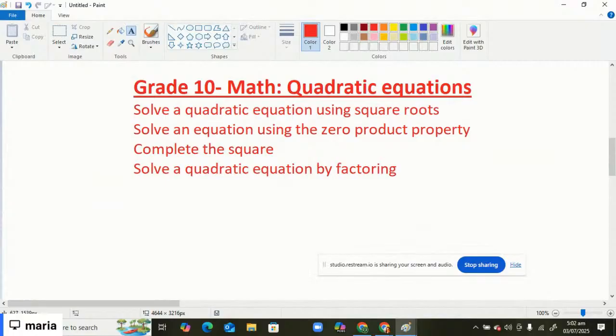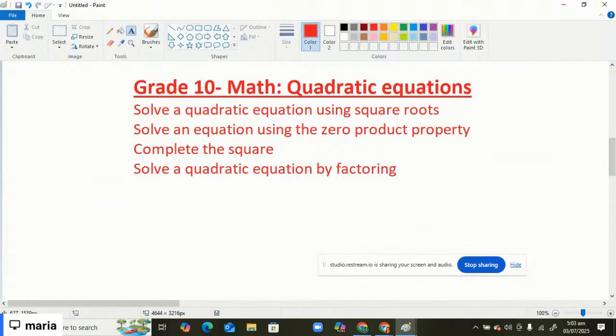So today we are here for grade 10 maths. The chapter we discuss today is quadratic equations. Here is the list of the lessons. The first lesson we start today is solve a quadratic equation using square roots. Then solve an equation using the zero product property, complete the square, and solve a quadratic equation by factoring.